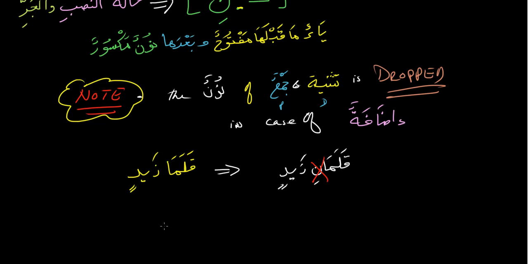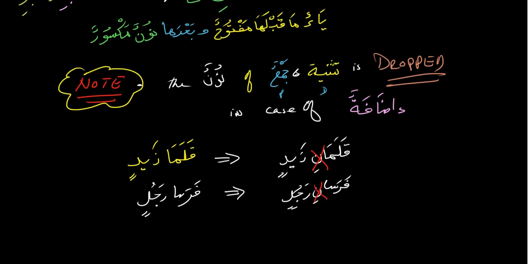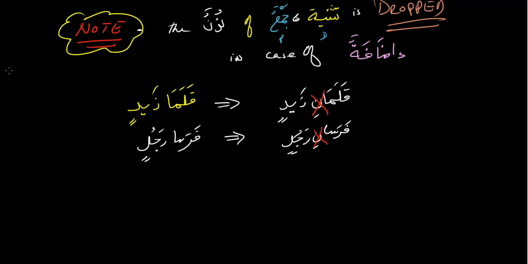Another example is farasa rajulin, a man's two horses. This was originally farasani rajulin. But this noon was dropped. So when you make mudaf ilayh, this dual noon is dropped. They'll give a couple more examples.